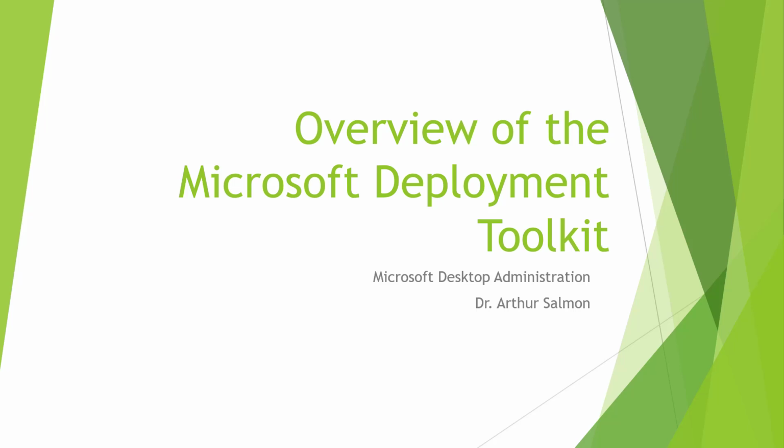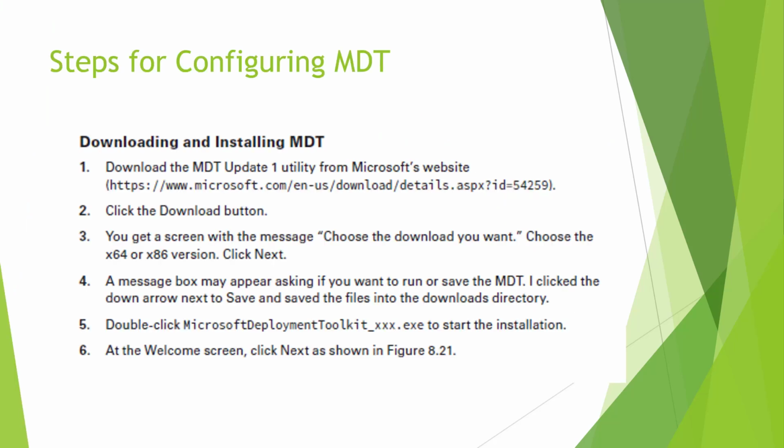So let's talk about the Microsoft Deployment Toolkit. We're going to give a brief overview of the MDT. The MDT can be downloaded from Microsoft. Essentially, you go there, you click the download, you say 64-bit or 32-bit, and you go from there. You install it by running the Microsoft Deployment Toolkit installer that was downloaded from the site.